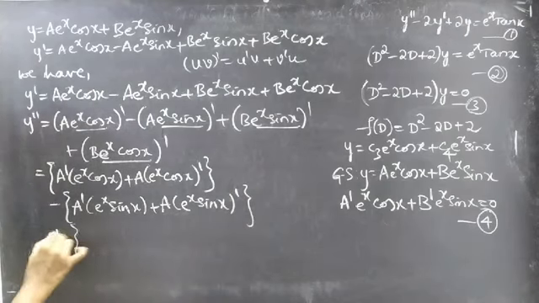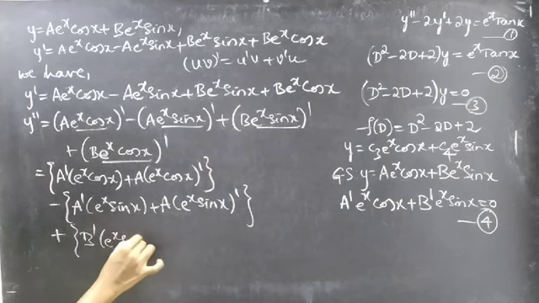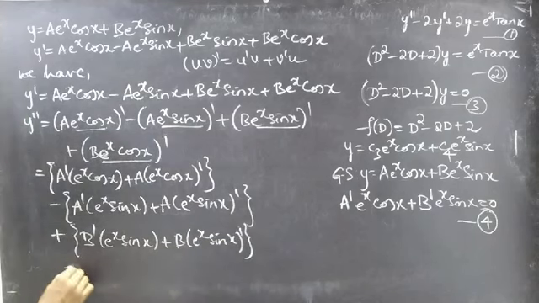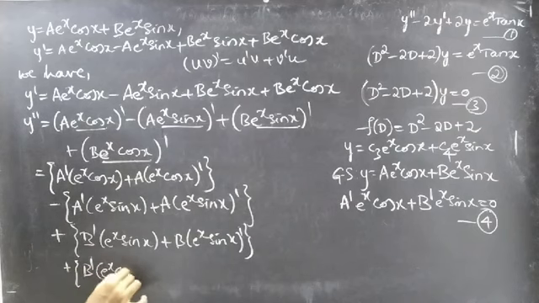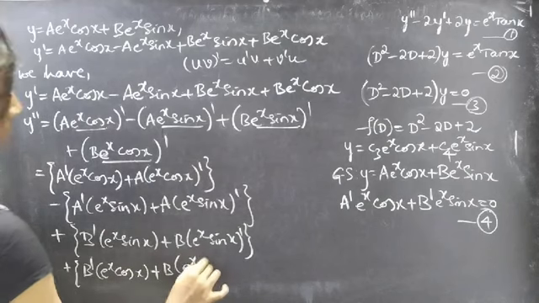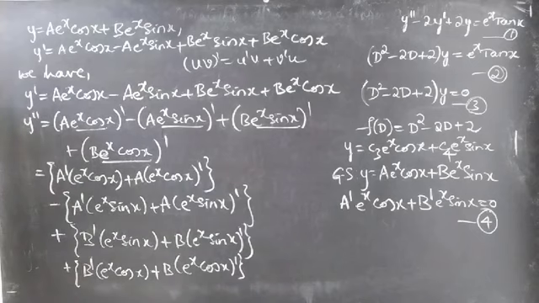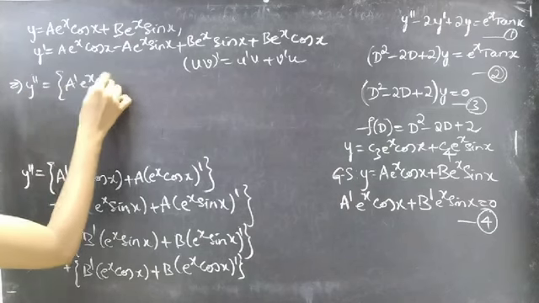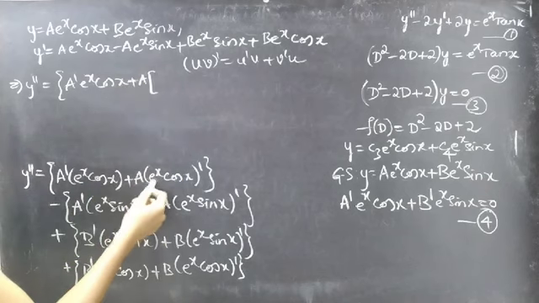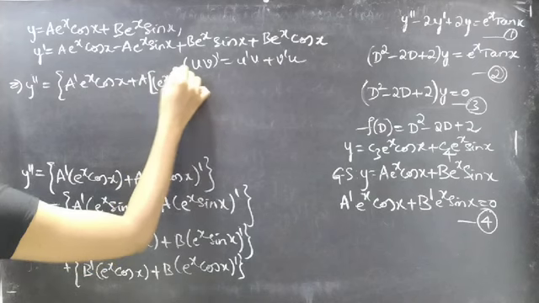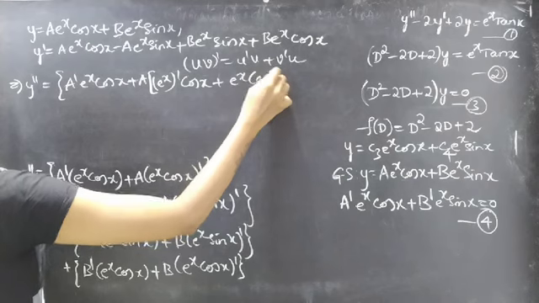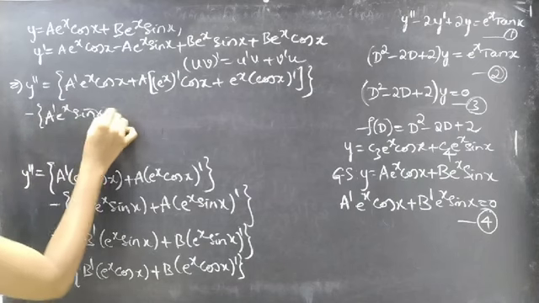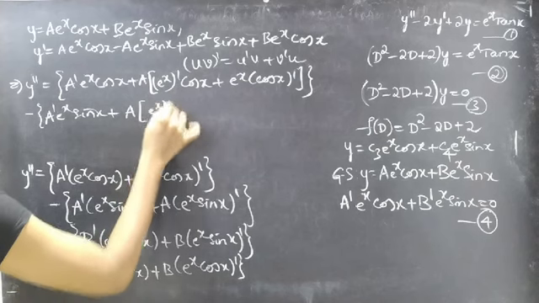plus b' e^x sin x plus b into (e^x sin x)' plus b' e^x cos x plus b into (e^x cos x)'. Then y double dash becomes a' e^x cos x plus a into (e^x cos x)', which is (e^x)' cos x plus e^x into (cos x)', minus of a' e^x sin x plus a into (e^x)' sin x.